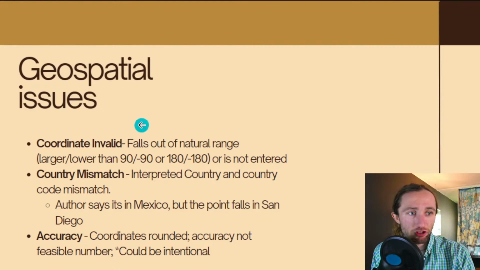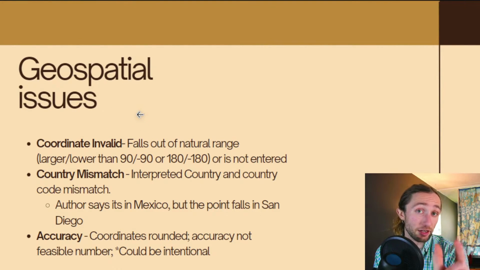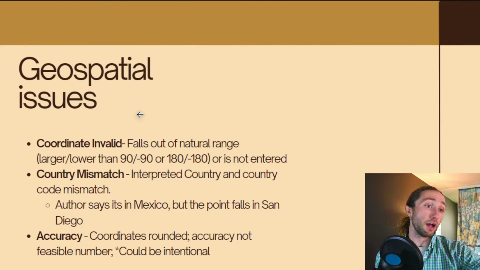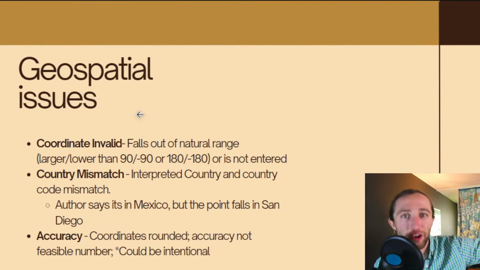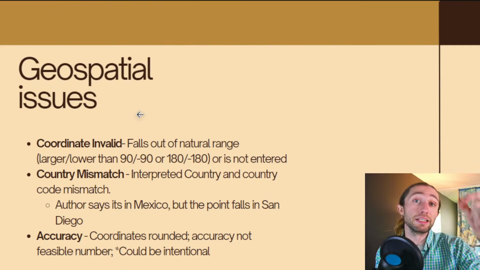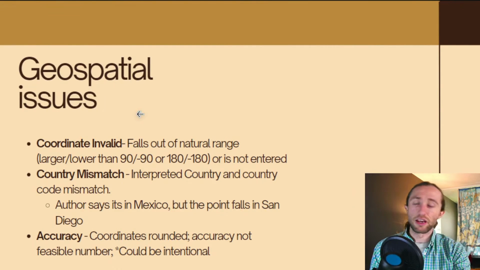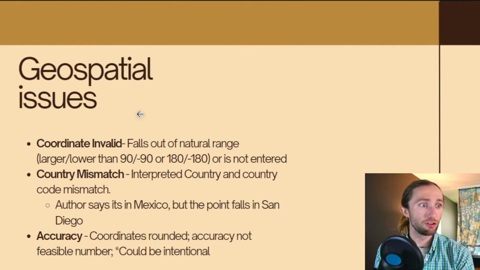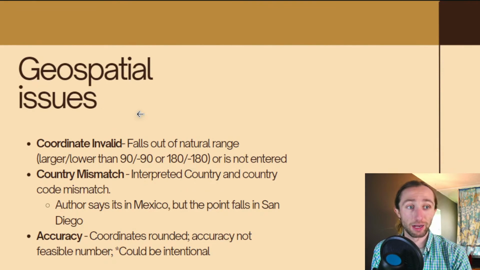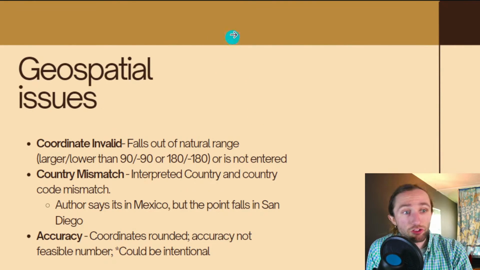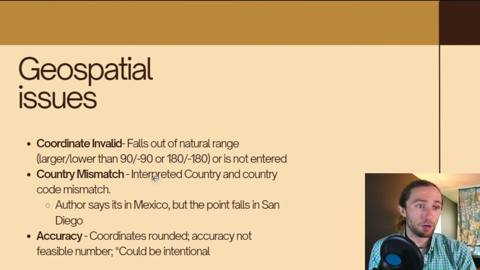Country mismatch is because the data was uploaded and it said, in this case, that the record was found in Mexico. But in reality, the coordinates are saying that it is not in Mexico, it's in the United States, maybe in San Diego. This could be an accuracy issue. This could just be a coding issue, like they inputted the wrong country. But just keep that in mind, that the interpreted country and the country code are not equal. This could be a problem. This could not be a problem.